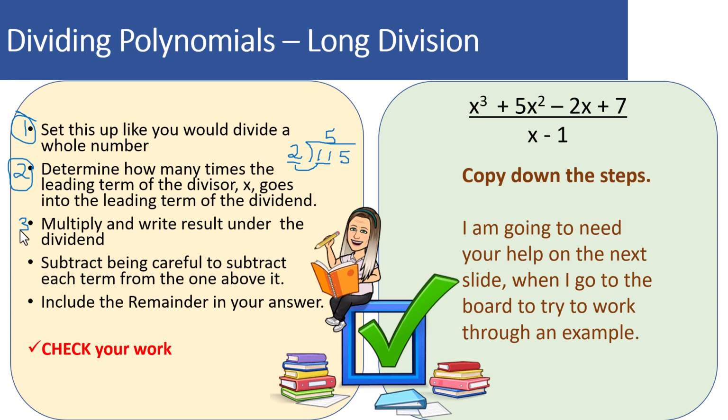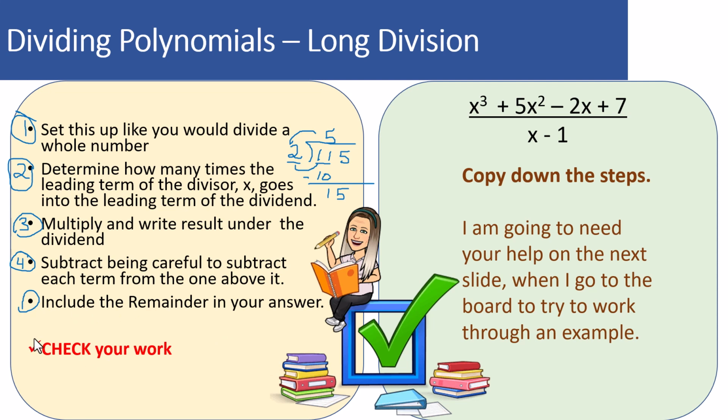Okay, then we multiply and write the result under the dividend. So we would multiply these 2 numbers together and put it under the dividend. The dividend is what's underneath that division symbol. Okay, and then step number 4, we subtract and we bring it down, being careful to subtract every term. So 1 minus 0 is 1, and 1 minus 1 is 0. And then we bring down the next term, and we continue. And then when we're at the end, we include the remainder in our answer, and then we check our work.